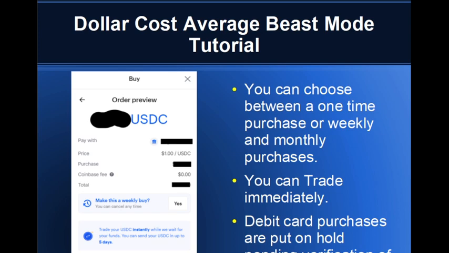Debit card purchases are put on hold pending verification of funds. So you get some of your money immediately when you do the transfer, but then the rest of it they have to confirm that you have the money in your bank account before you get the full funds, so that you can make your purchases for every day. But you can trade immediately the money that you put in.